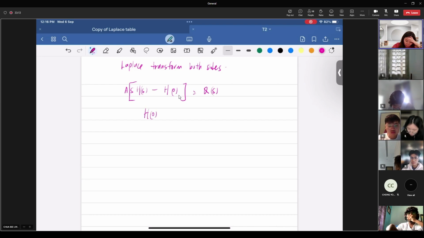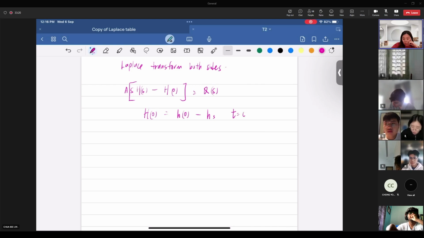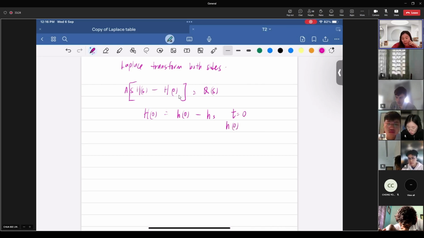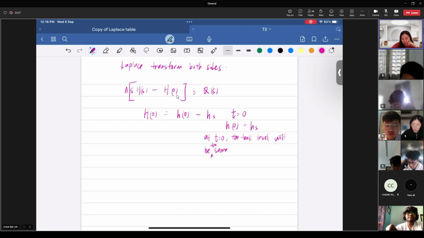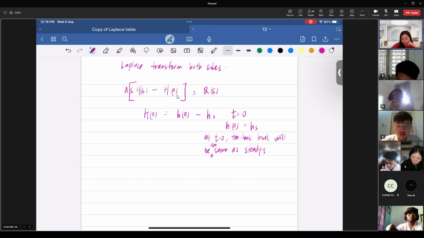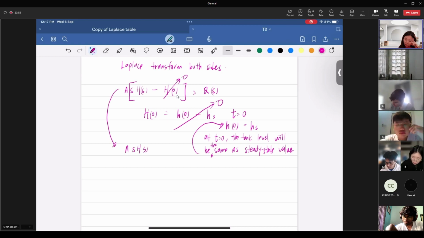So H0 means H at time 0 minus H during steady state. When T equals 0, your tank level remains the same as steady state. So we can put a note there: at T equals 0, the tank level will be the same as the steady state value, which means this. Therefore, this one cancels out, becomes 0. So you'll be having A S HS equivalent to QS. Output is HS, input is QS.